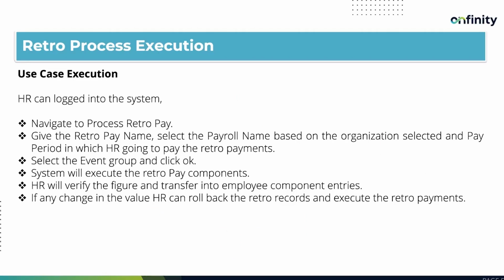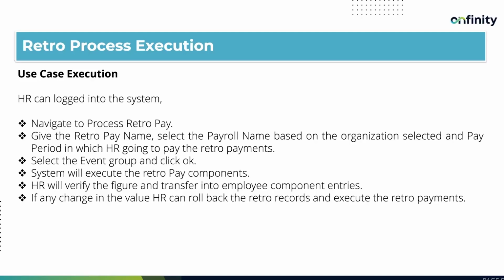Here we have the execution steps for running a retro payroll process in the system. HR needs to log into the system and navigate to the Process Retro Pay function. They will give the retro pay run a name, select the relevant payroll name based on the organization, and specify the pay period in which HR is going to process this retro payment. They'll also select the event group that triggered the retro calculation and click OK.